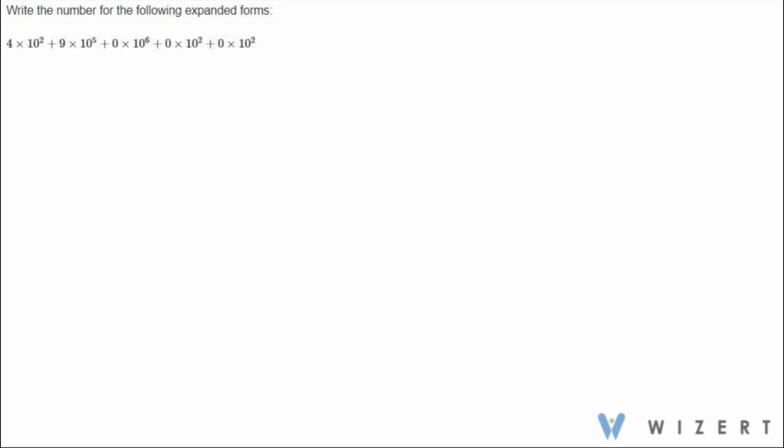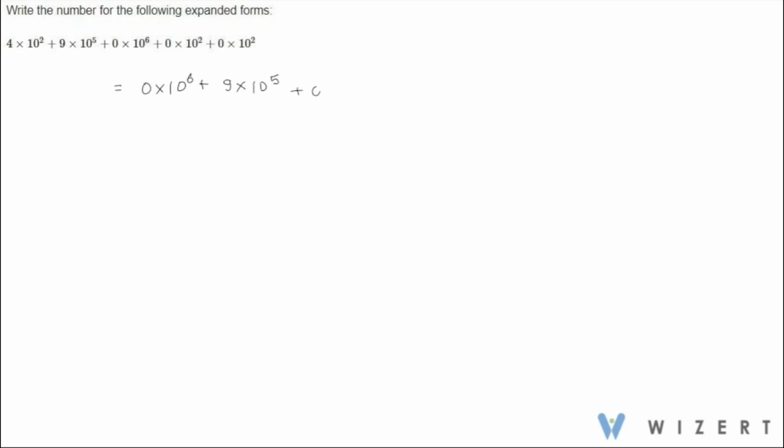We have this question here. Write the number of following expanded forms. So to write it, we first write it in descending order of exponents. So we have this equal to 0 into 10 to the power 6 plus 9 into 10 to the power 5, and all of the others are 10 to the power 2.